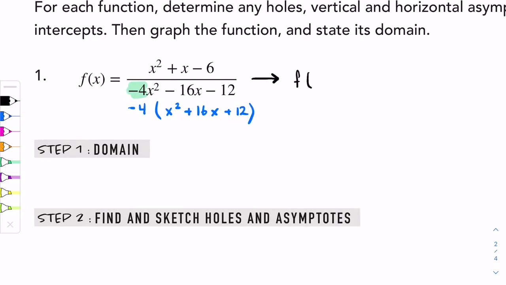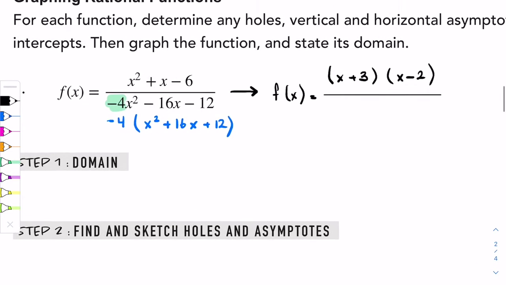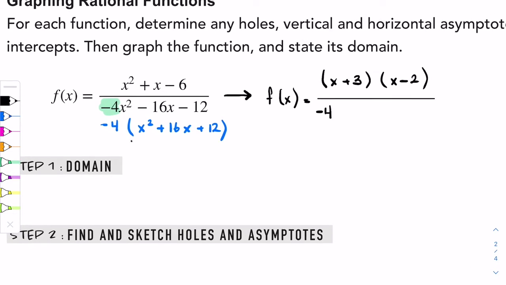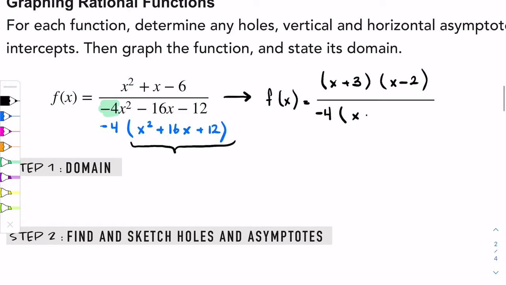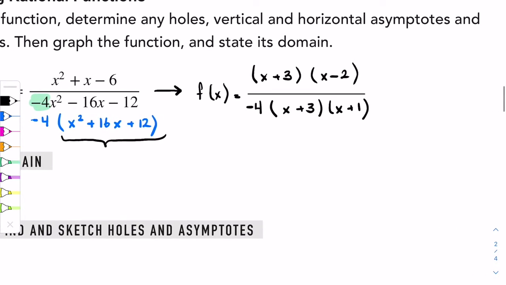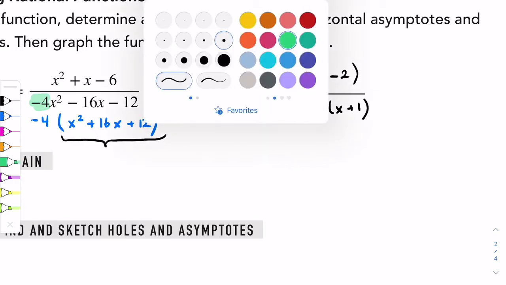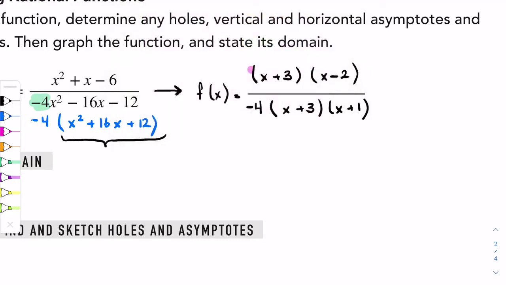The numerator is going to factor to x plus 3 times x minus 2. And the denominator has that GCF of negative 4, and then the remaining denominator factors to x plus 3 times x plus 1. Okay, I'm actually going to go one step further and identify that there's a common factor and eliminate that now. That way I have all three expressions. I have my standard form, my factored form, and then I'll have my simplified form.